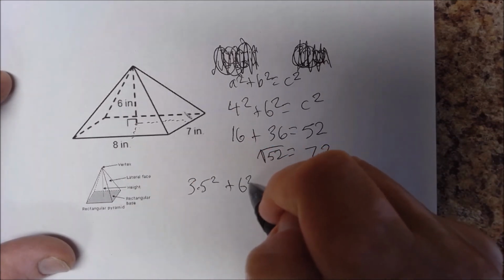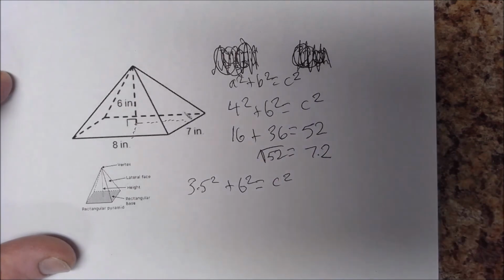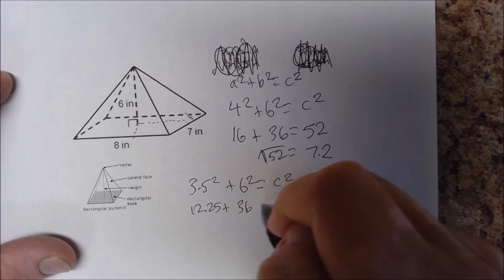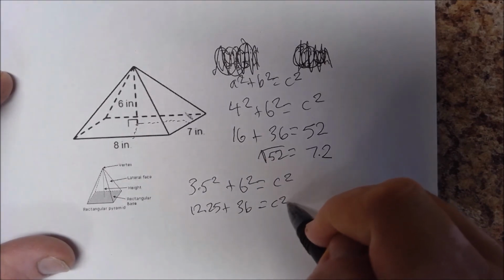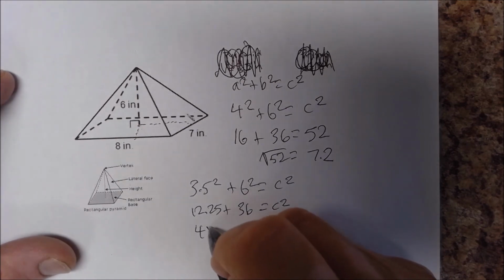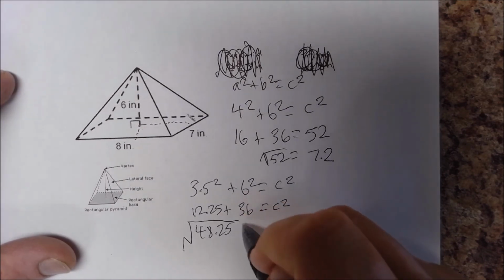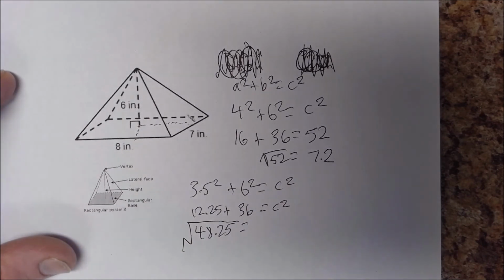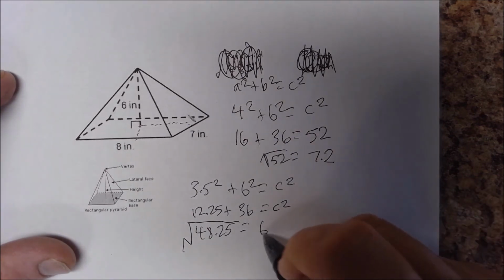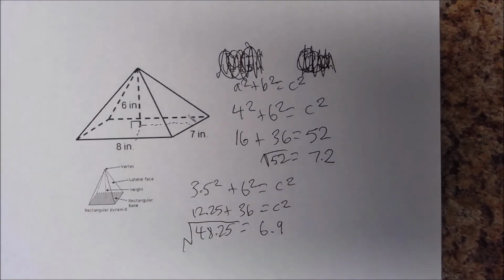3.5 squared add 6 squared equals c squared. And we simply plug it in there. 12.25 add 36 equals c squared. 48.25 when I add them up, and now I need my square root. 6.94, so we'll go with 6.9. So now we have our two slant heights.